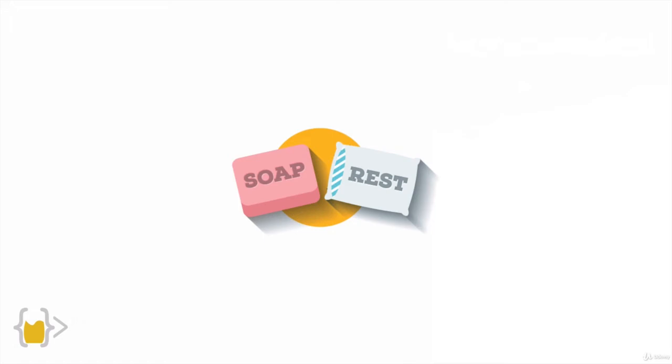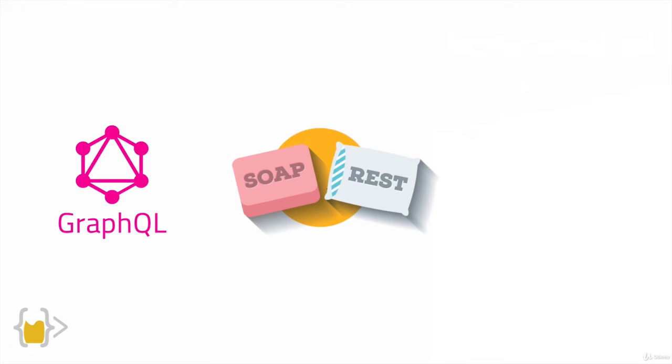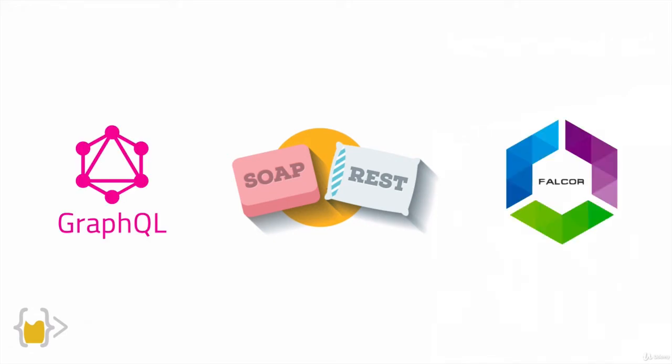So the other really popular one before REST became the dominant style was SOAP. And there's also GraphQL or Falcor, and there's a lot of other architectural styles. But the gold standard for web APIs is REST. So that's what we're going to be looking at.